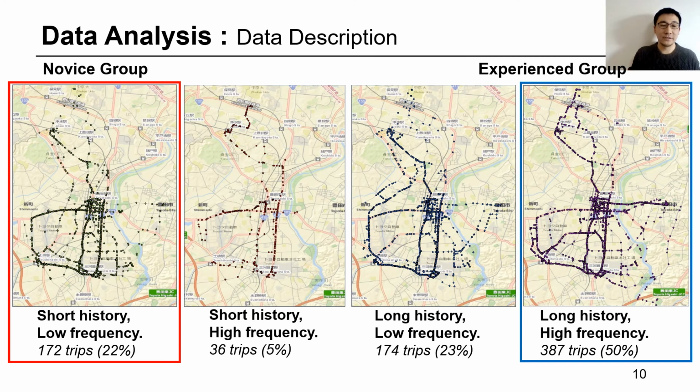By calculating the usage frequency and history of all the users, the whole sample set was divided into 4 groups. The novice group represented the users who had the shortest history and the lowest frequency of using Hamo, and the experienced group had the longest usage history and the highest frequency of using this mobility service. The further comparison and analysis would be conducted between these 2 groups.